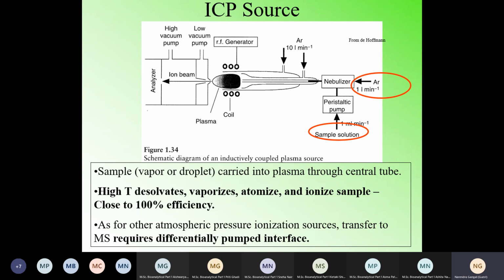Any questions? No, sir. Is it clear? Is ICP-MS clear? Yes, sir. Okay.